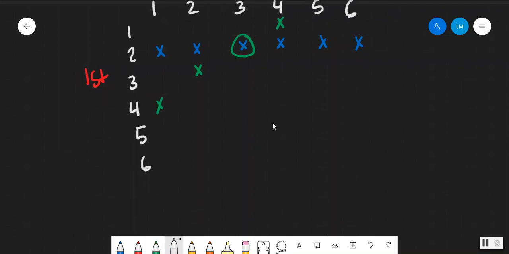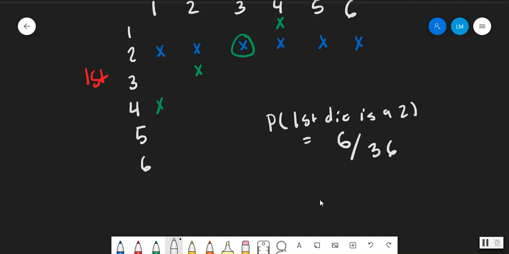Why not? So you have that the probability that the first die is a 2 is equal to, well, essentially there are 6 different outcomes out of 36. The next probability that we can find is the probability that the sum is a 5, which is just these 4 different outcomes. So that's going to be 4 out of 36.